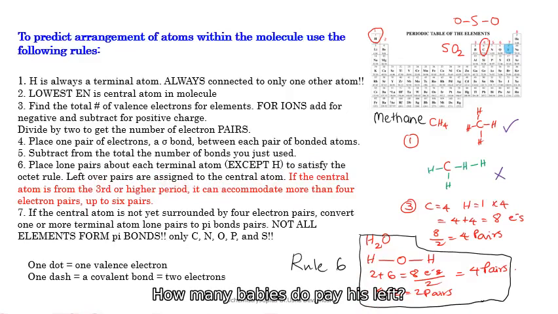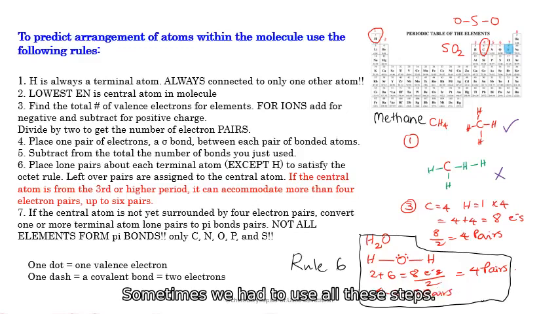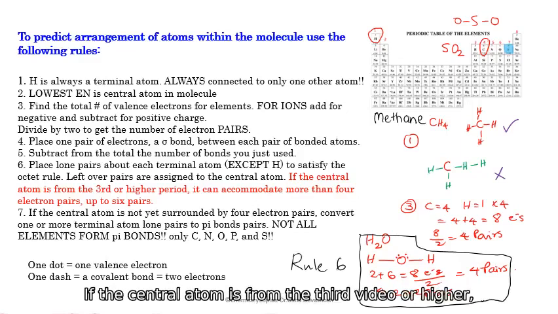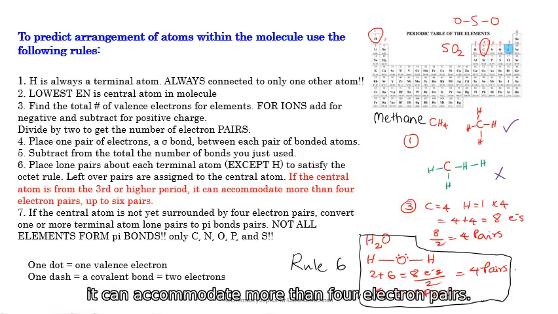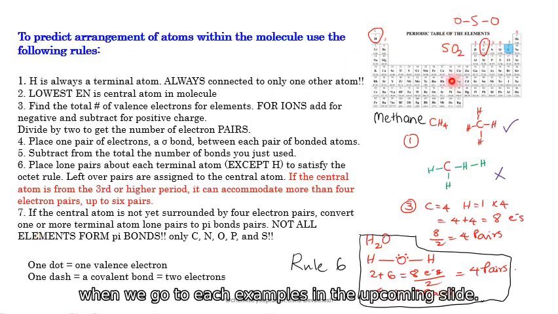Now I have to put it on the central atom, which is our oxygen here. How many pairs? 2 pairs left. So I will put the 2 pairs on the central atom. It depends on the molecule; you have to follow the steps. Sometimes we may have to use just a few steps, sometimes we have to use all of them. So then place the lone pairs, I did it. If the central atom is from the 3rd period or higher, it can accommodate more than 4 electron pairs. We will explain all those things when we go through each example in the upcoming slides.